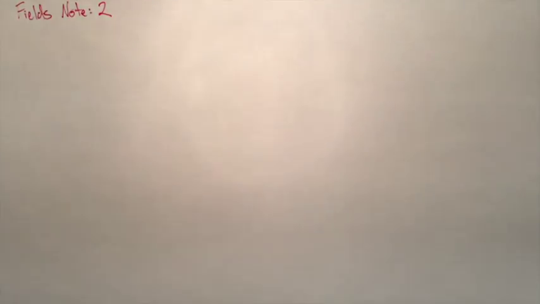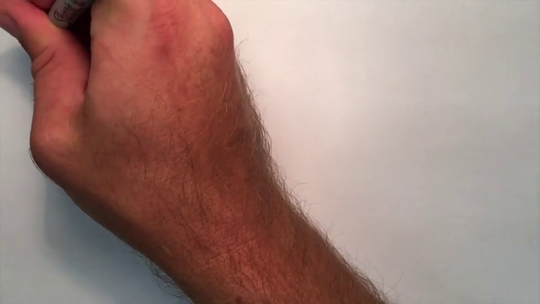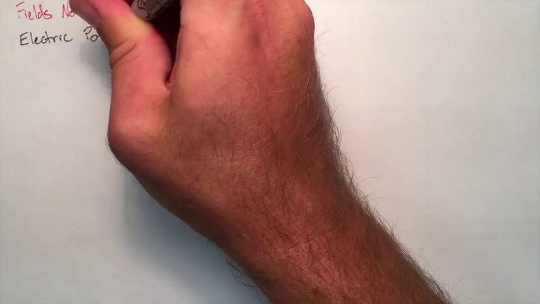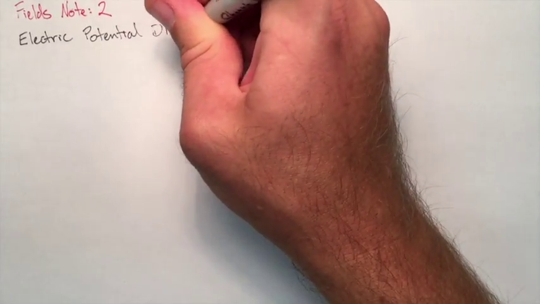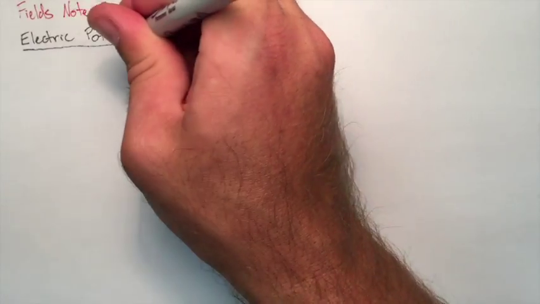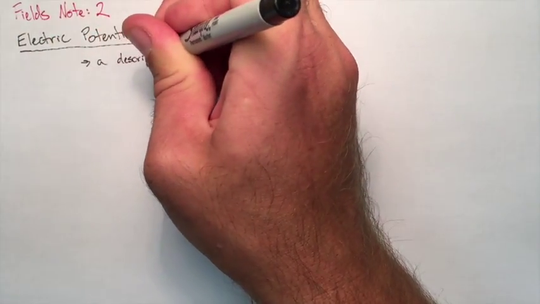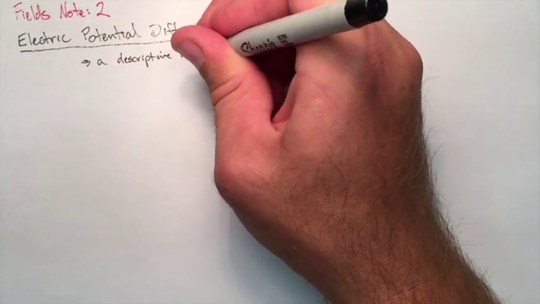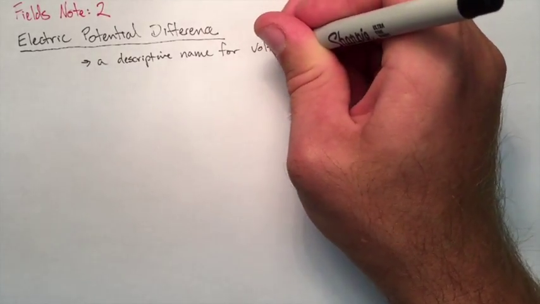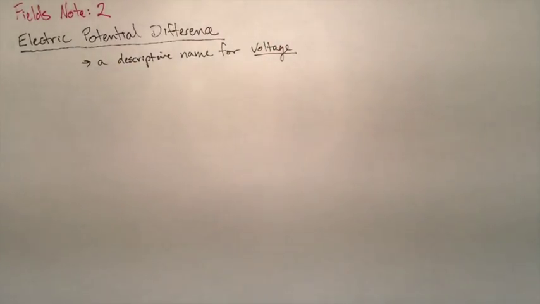Grade 12 Physics, Fields Note number 2, Electric Potential Difference. This is a note that's going to look at electric potential energy in an electric field. This is something that we sort of saw in grade 11, especially when we talk about potential difference. Potential difference is just a fancy name for voltage.